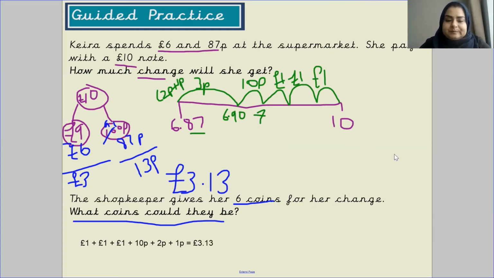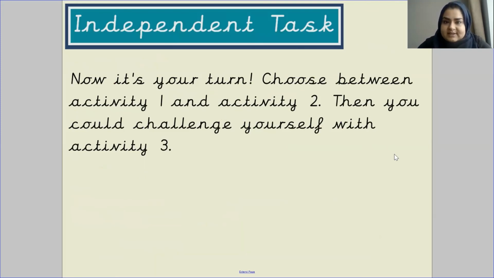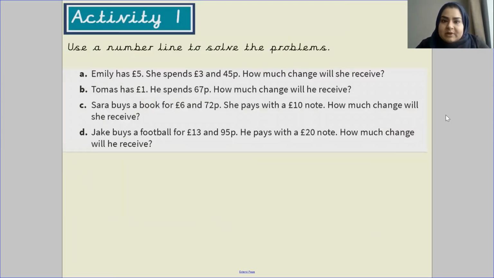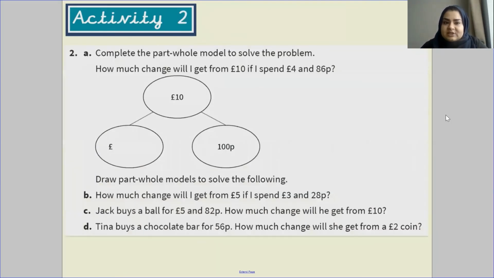Okay, fantastic. Now, your independent task. Now it's your turn. Choose between activity 1 and activity 2. Then you could challenge yourself with activity 3. I'm going to go on to the activities and explain them to you, and then I just want you to pause your screen or rewind your screen back to the activity you'd like to do. Remember, you're meant to be doing the activity depending on what you would have done in school and what you were able to do. Activity 1 says use a number line to solve the problems. Then activity 2 is complete the part whole model to solve the problems.